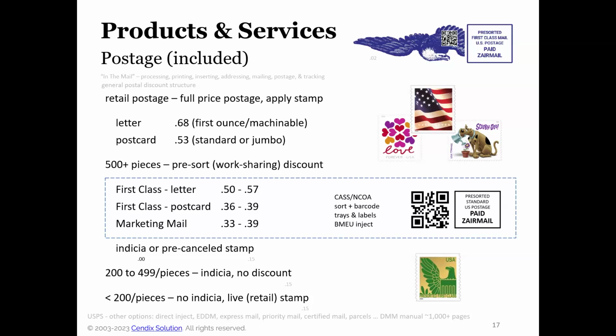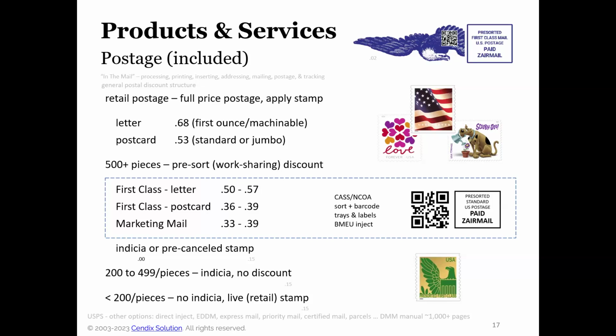If it's less than 200 pieces, we can't use an indicia like that, which means we have to put a real postage stamp on every envelope. And if we do that, there's additional cost because we're going to have to pay full retail, but we're also going to have labor to put the stamp on each envelope. So that increases the cost again.